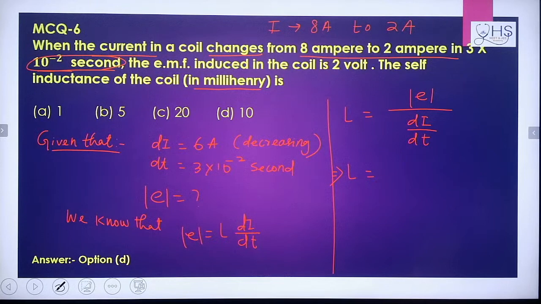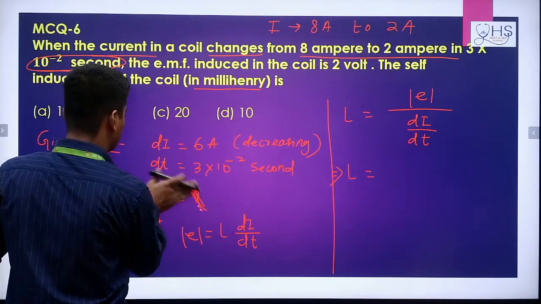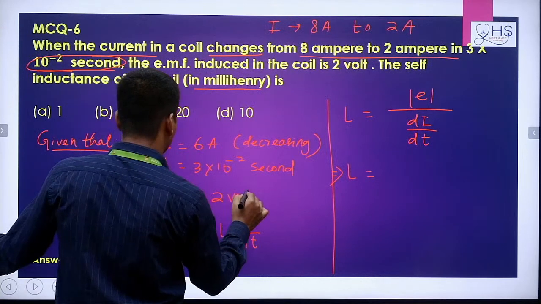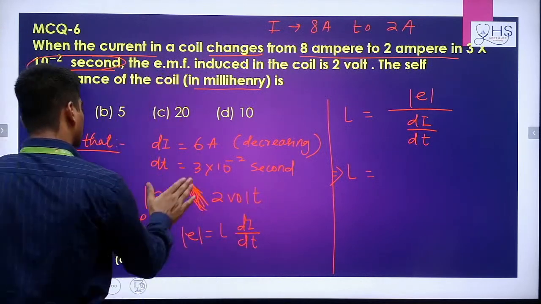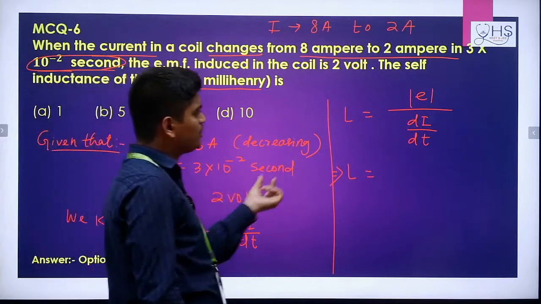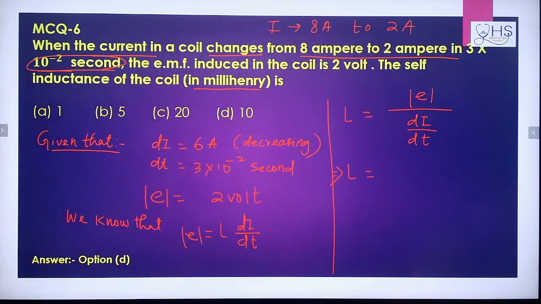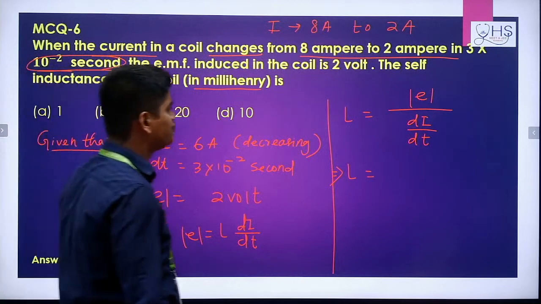Sorry, the EMF induced in the coil is 2 volt. It is given here. So you have to find L. EMF is given as 2 volt, and you have to find L. Induced EMF is already given, but they are asking L. Now see, induced EMF is 2 volt.